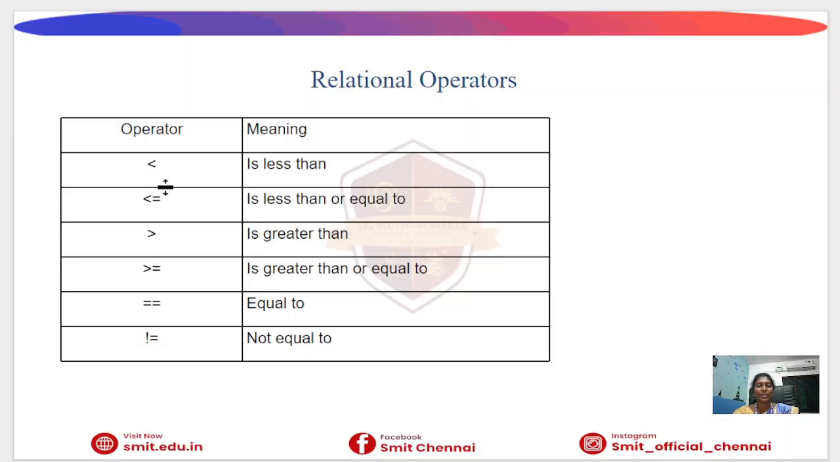For example, we consider 5 is greater than 3. What is the answer? Yes, 5 is greater than 3. So what is the output? The output displays 1 because it is a true statement. So it delivers the output as 1.